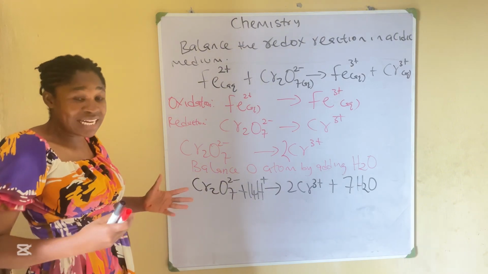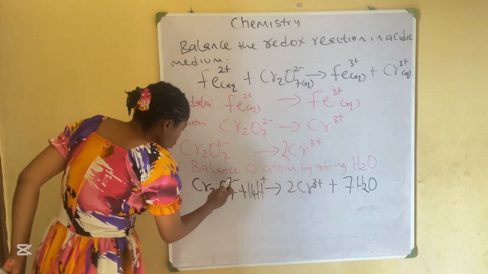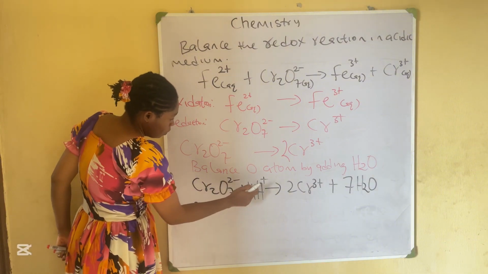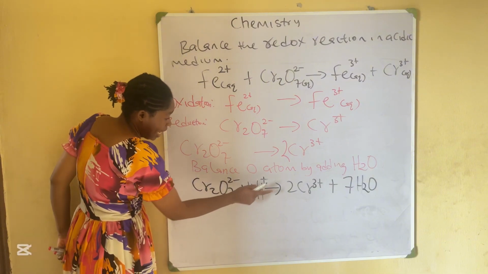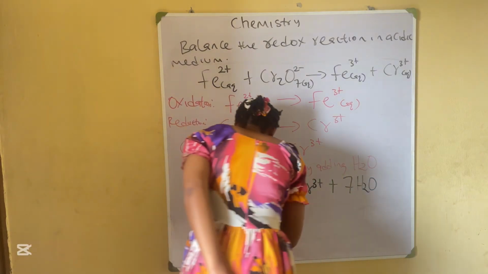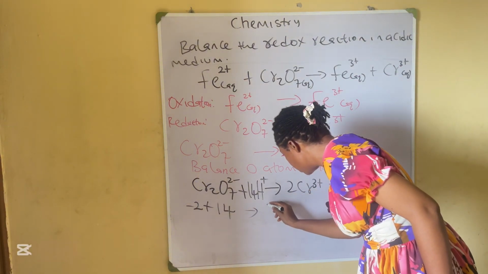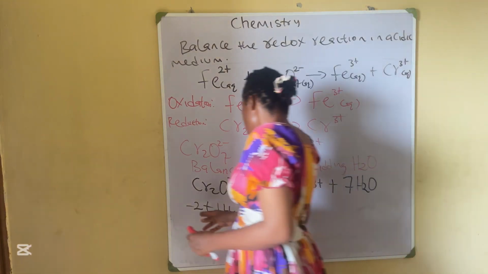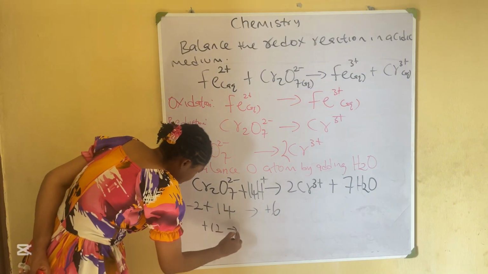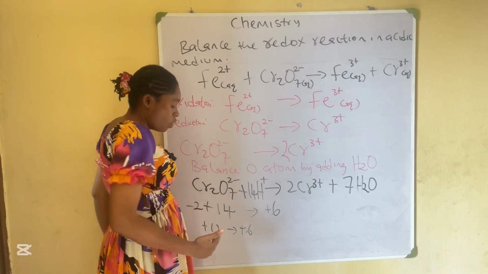Next step is to balance my charges. Let's look at the charges I have here. I have minus 2 for the cr2O7 on the left hand side, and 14 times plus, that's plus 14. On the product side, let's look at what we have: 2 times 3 plus, that's plus 6. Minus 2 plus 14 will give you plus 12. So the charges are not balanced. This side I have plus 12, on the product side I have plus 6.